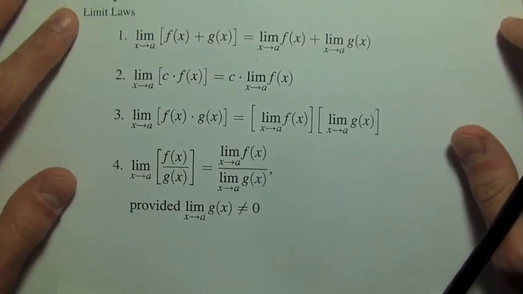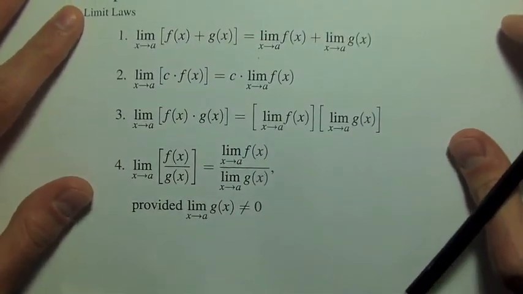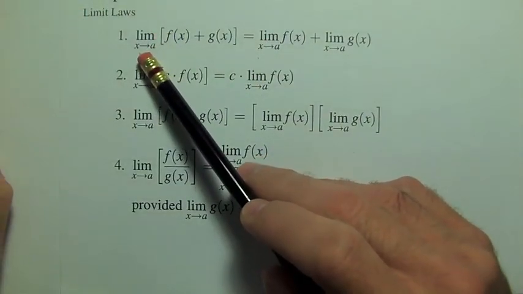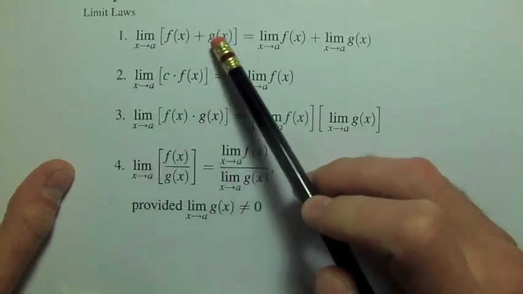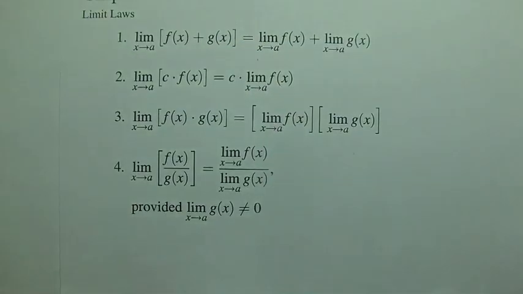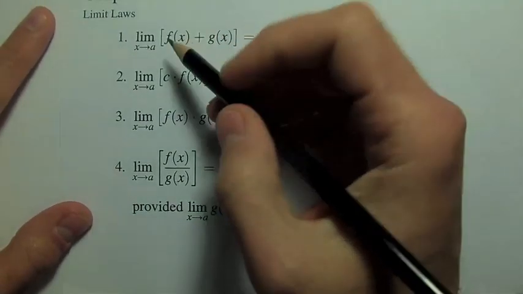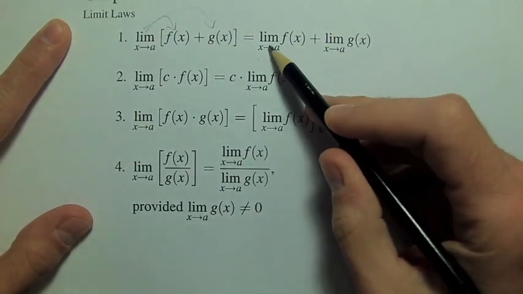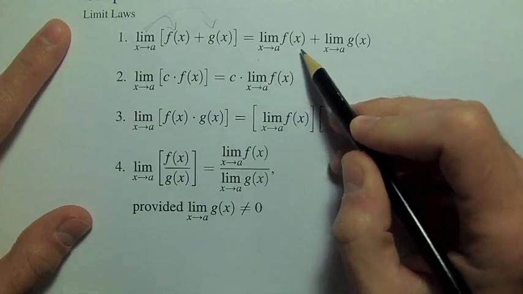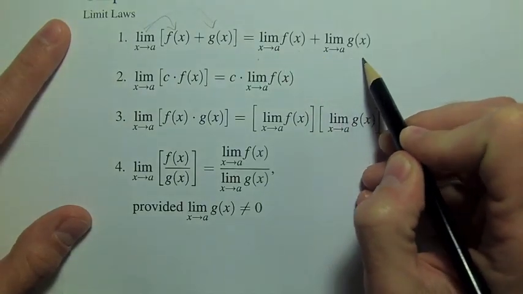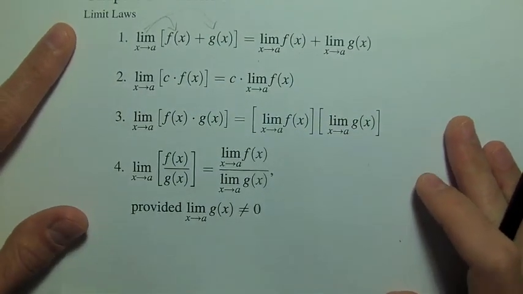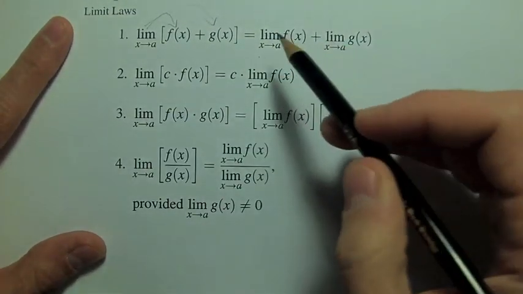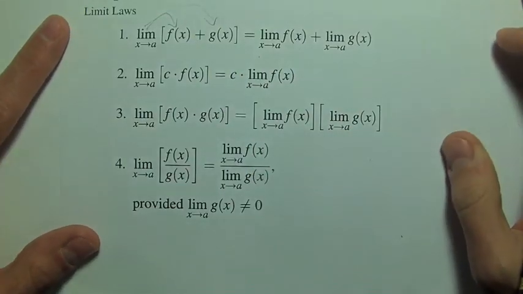Okay, so here are our limit laws. All right, this one, if I want to take the limit as x goes to a of f of x plus g of x, so a sum of functions, well, I can just distribute this limit sign across and instead take the limit as x goes to a of f of x plus the limit as x goes to a of g of x. Right?